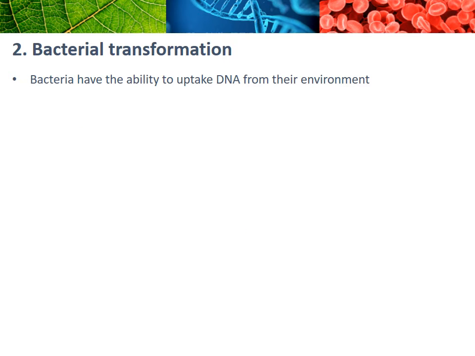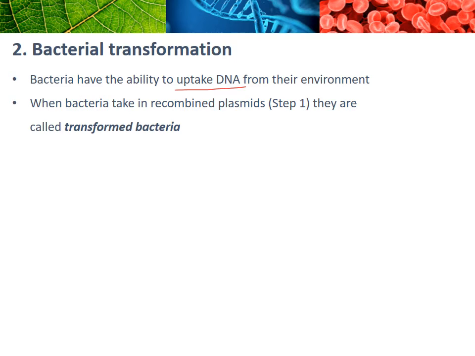The next step now is that we need to get that plasmid inside a bacteria. It's important to understand that bacteria have the ability to take in DNA from their environment. If bacteria are surrounded by bits of DNA, that DNA can enter the bacteria. And when bacteria take in recombined plasmids that we've made in step 1, we call them transformed bacteria.